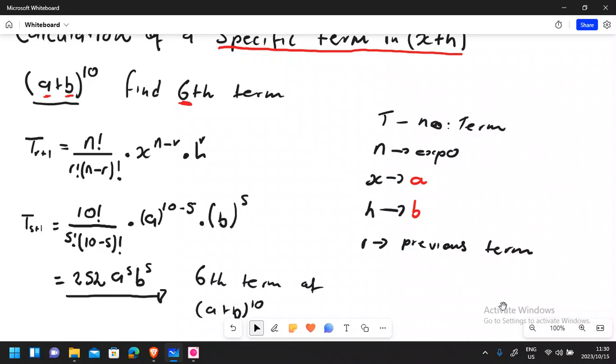So this one here, we are actually finding the specific term of an expression, and the expression here is open bracket a plus b close bracket to the power of 10. So they want us to find term number 6.